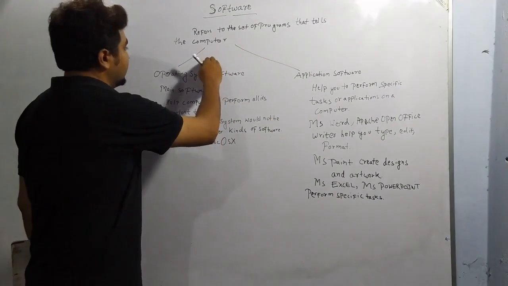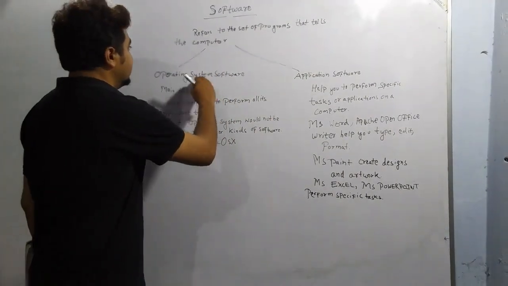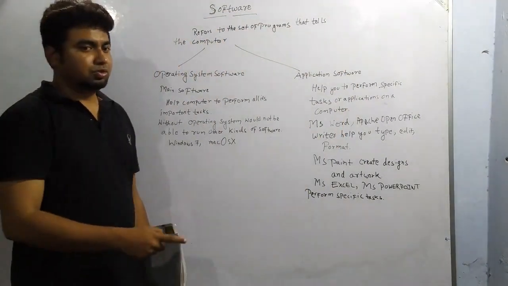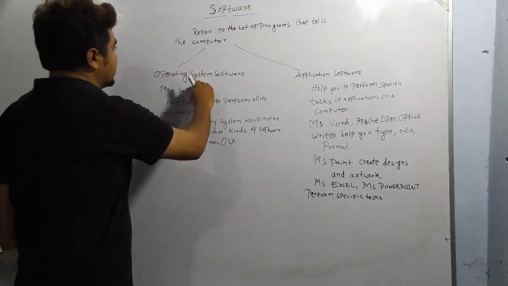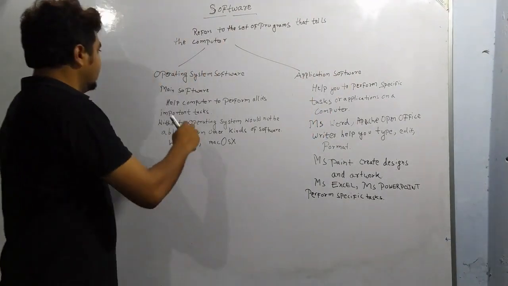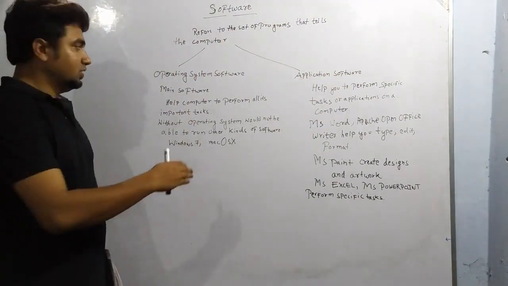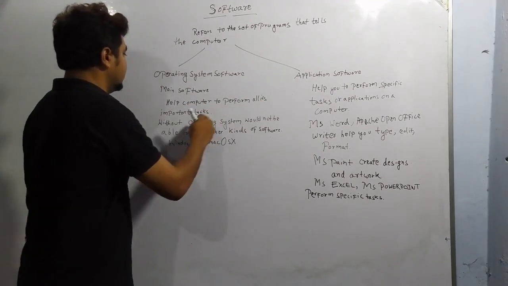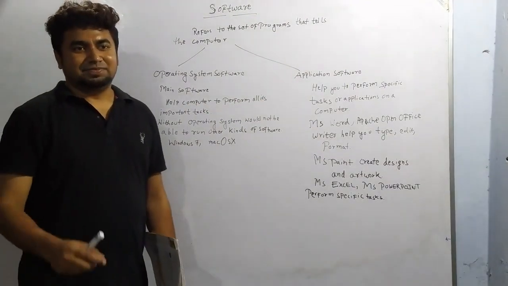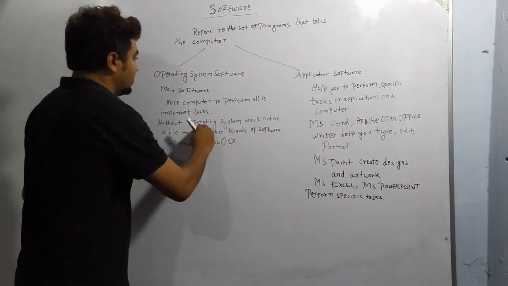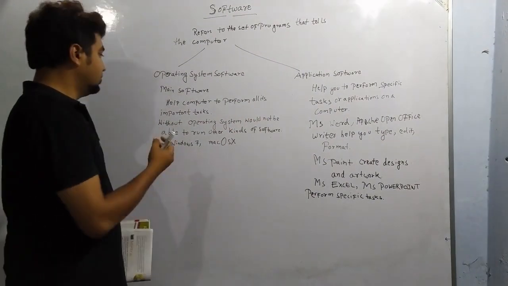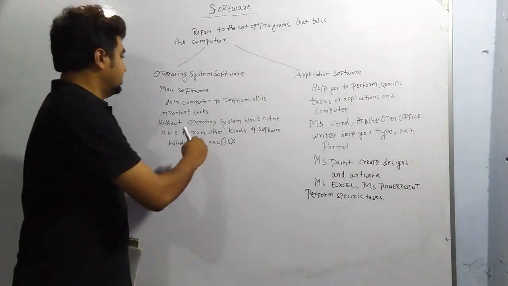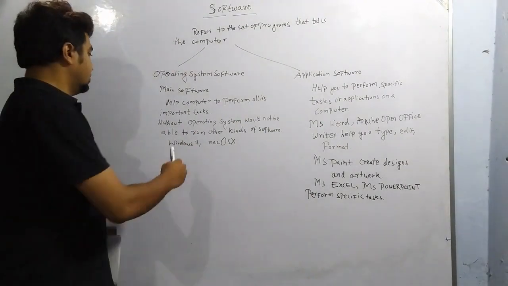So it is divided into two parts. One is operating system software, another is application software. So these are the two types of software: operating system software and application software. Operating system software is the main software. It helps the computer to perform all its important tasks. Without an operating system, you would not be able to run any kind of software. If no operating system is there, you cannot run any kind of software.